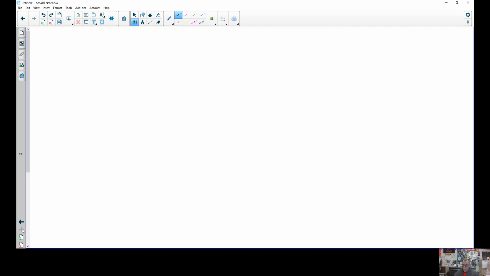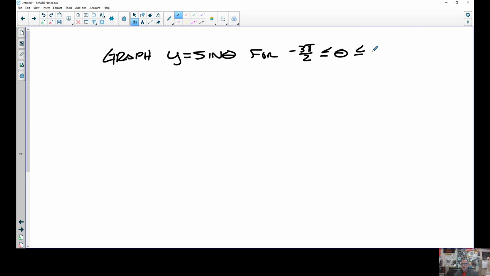Let's do this one. These are the ones that seem to give people more trouble than anything. They're going to ask you to graph, let's say, y equals sine theta for theta between, say, negative 3 pi over 2 and 2 pi. So how do I do this? I've got to figure out a way to figure out what my graph would look like for that.